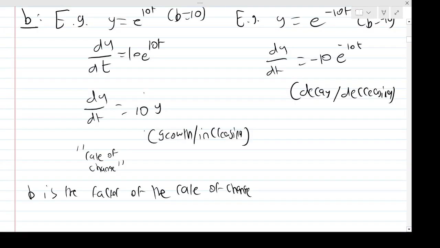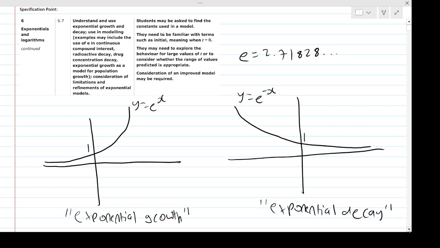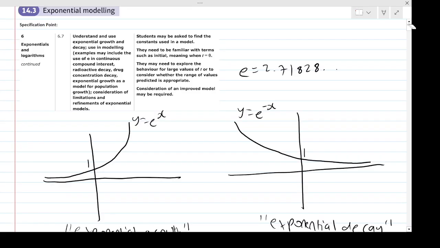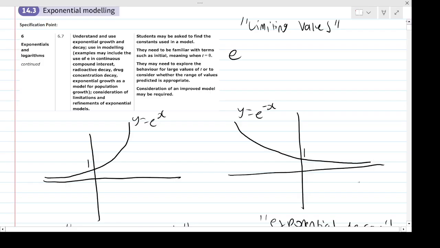Cool. So one final thing I want to talk about before we look at questions is this idea about limiting values. I've come back up here because these graphs will help me here. In particular, this e to the negative x here, you can see it's going down and it's going towards 0. What we can say then is that e to the negative x tends to 0 as x tends to infinity.